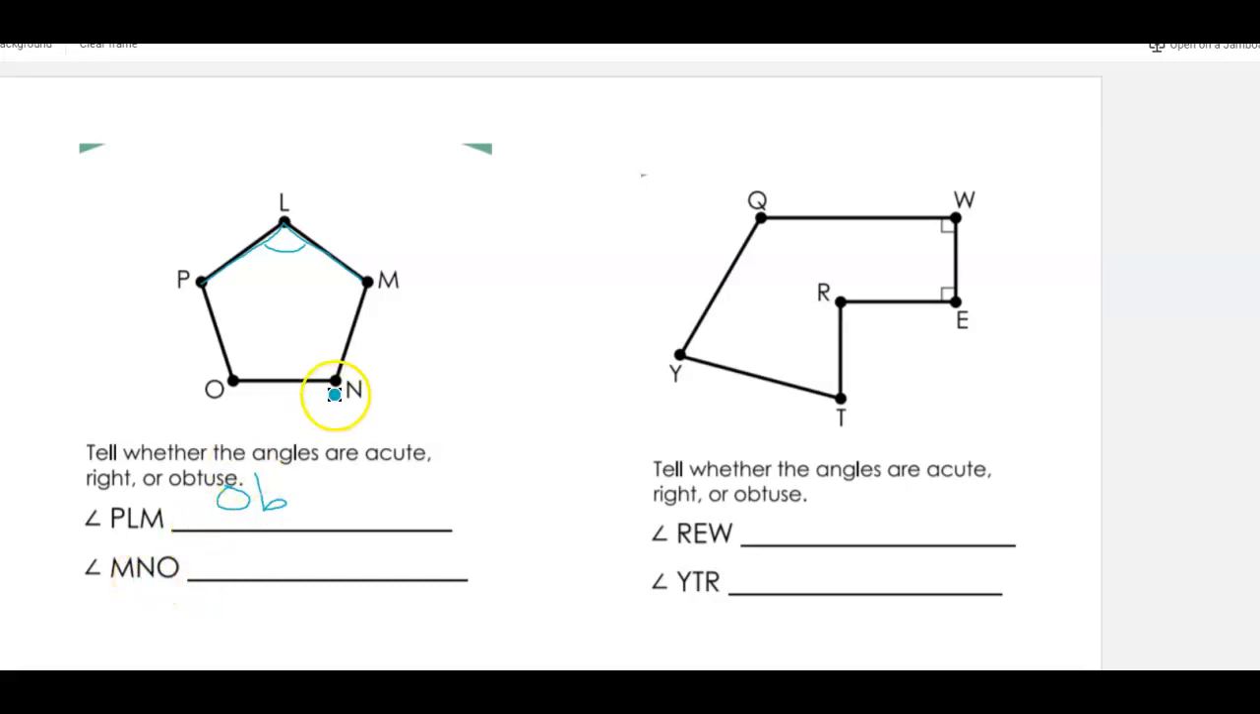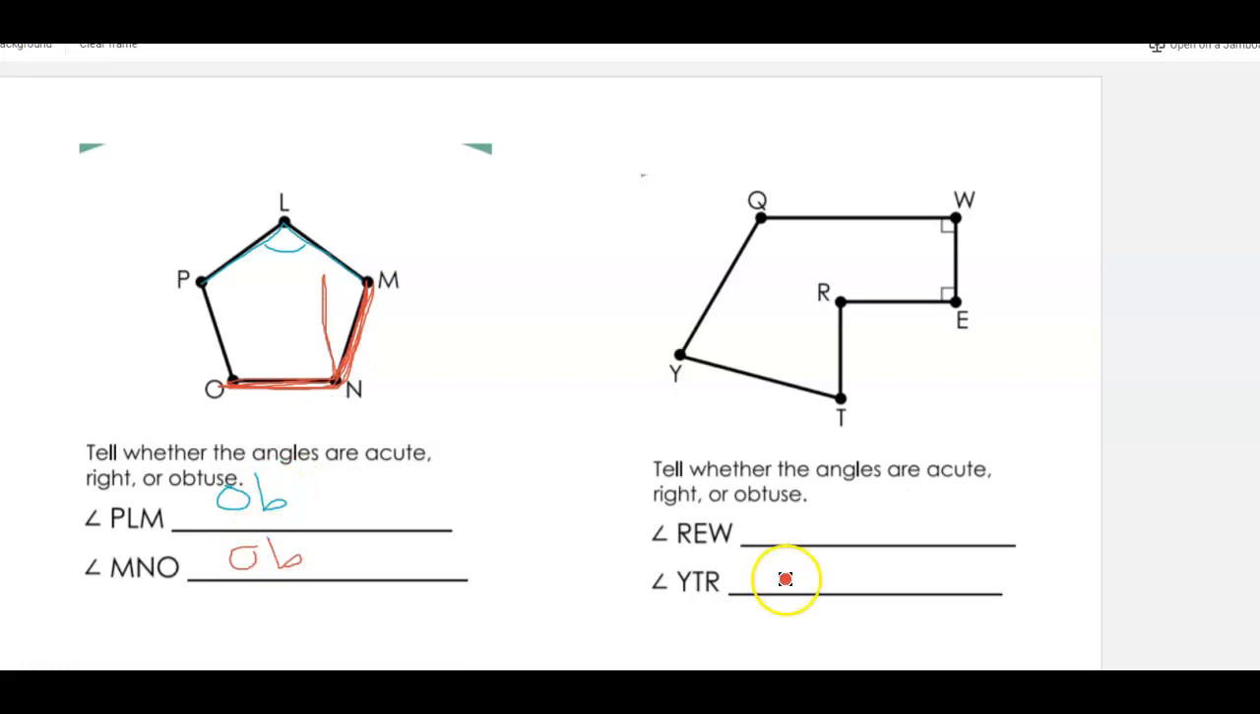How about MNO? I'm going to switch colors here. MNO. Well, this should be the same, right? This looks like a regular pentagon, right? All the lines, all the angles look the same. So if this one was obtuse, well, this one looks obtuse too, right? 90 degrees would be straight up and down. So yeah, this is also obtuse.